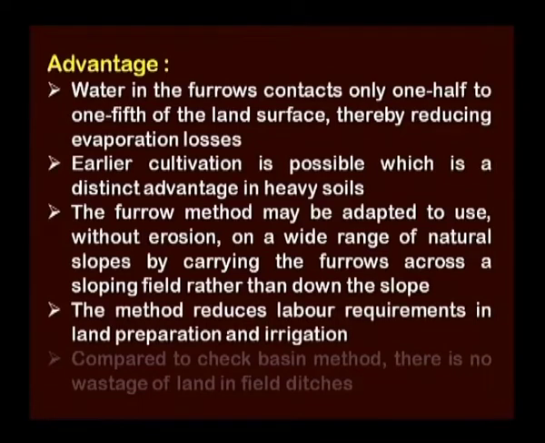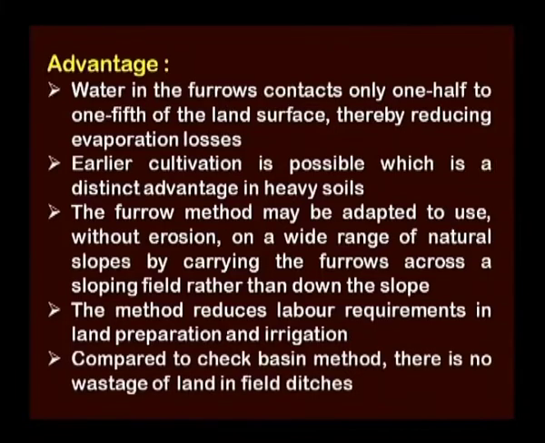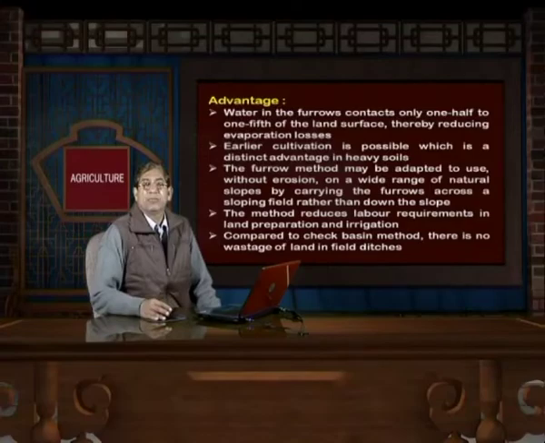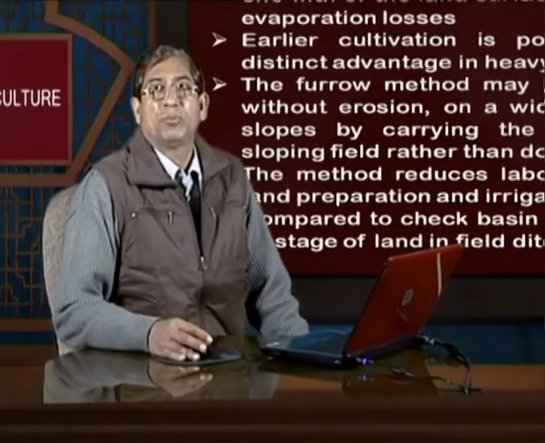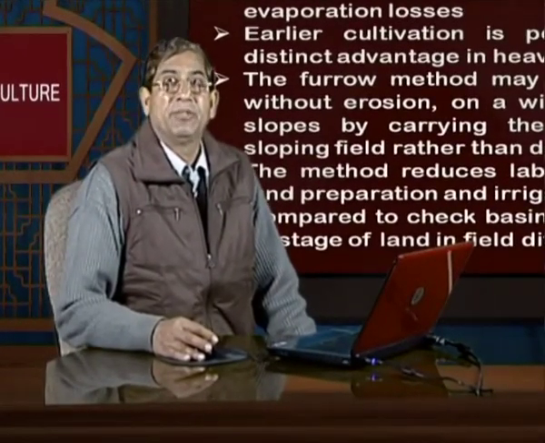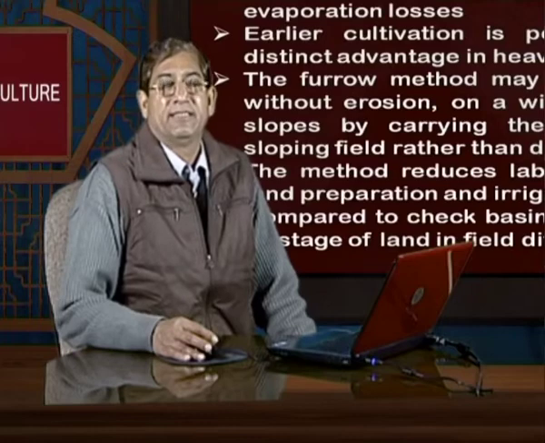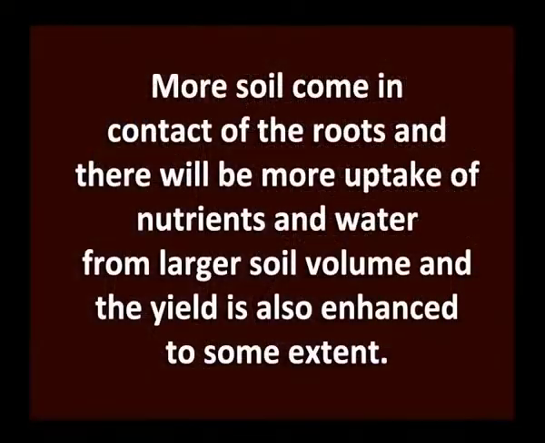The method reduces labor requirements in land preparation and irrigation. Compared to check basin method, there is no wastage of land in field ditches. Moreover, there is an additional advantage of furrow irrigation, that the crop is protected by the support of the soil, and the lodging will be less, especially in case of sugarcane. Moreover, more soil comes in contact with the roots, and there will be more uptake of nutrients and water from larger soil volume, and the yield is also enhanced to some extent.